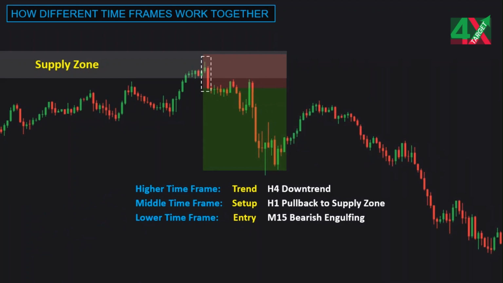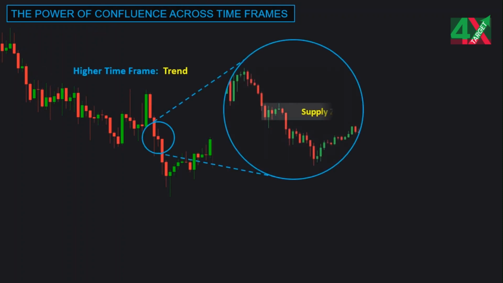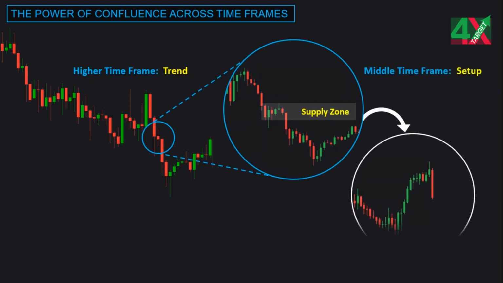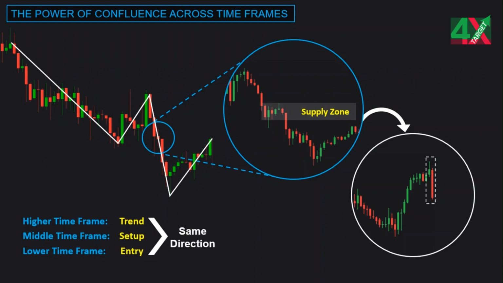Now let's talk about one of the biggest advantages of multi-time frame analysis, the power of confluence. When the higher time frame gives the direction, the middle time frame gives the setup, and the lower time frame gives the precise entry, that's when you have a high probability trading opportunity. Because multiple layers of analysis are supporting the same idea. You're no longer relying on a single candlestick or signal, you're stacking probabilities in your favor. Confluence simply means that multiple signals or conditions align across different time frames, pointing in the same direction.